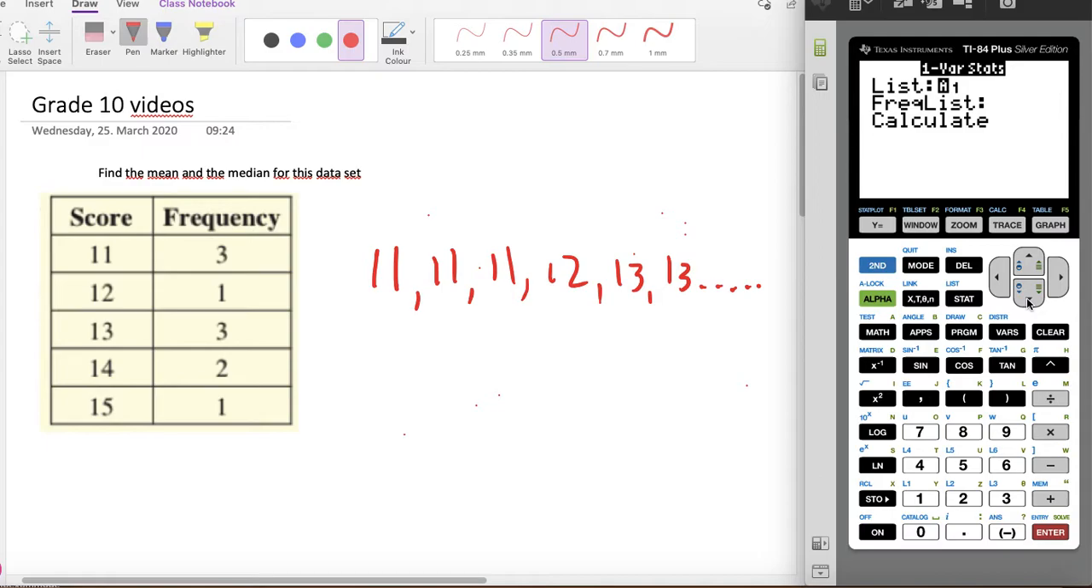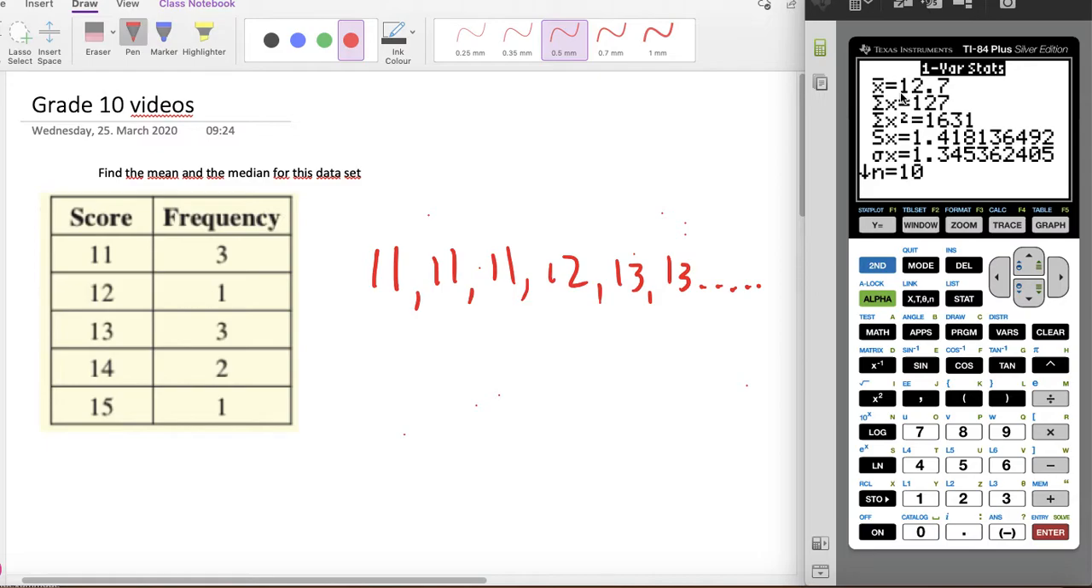So the list we're looking at is in L1. The frequency list we've put in L2. And if L2 is not showing, you see right here in blue, it's L2. So you do second L2, and L2 is now in as your frequency list, and we press calculate. So what comes up here? A lot of information, and we were asked to find the mean.